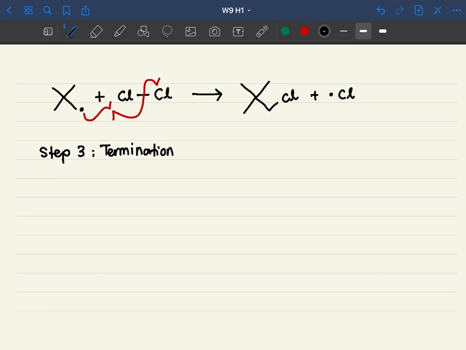Termination is a step where the radicals will be eliminated. So we are going to combine all the radicals formed so that the reaction will stop. So we're going to combine between radical Cl and also radical Cl. You need to show the curly arrow because this is a mechanism. Then they will form a Cl bond. And then we have combination of alkyl radicals. So 1, 2, 3, 4. Exactly the same, 1, 2, 3, 4.